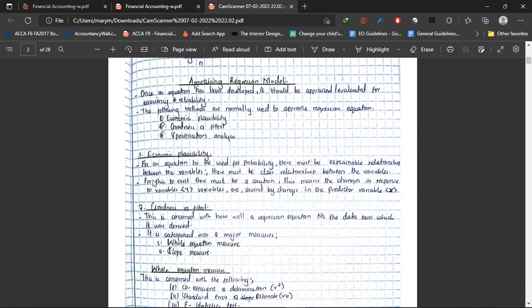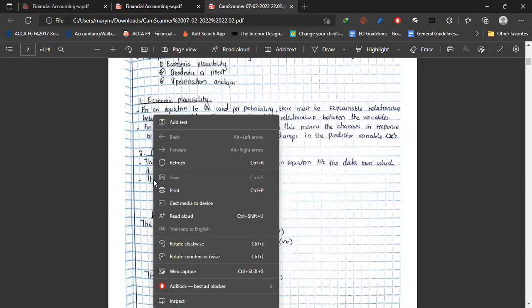Now, when you look at the goodness of fit test, because there is data that you are going to use to formulate these equations, you need to understand that the equation should fit the data that you are using. It is categorized into two major measures, and we normally have the whole equation measure, where the whole equation measure is basically the coefficient of determination.